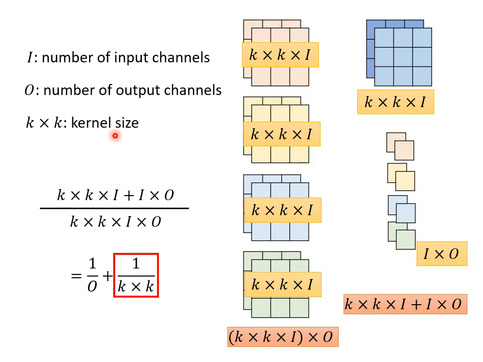Suppose your kernel size is 3 by 3, or 2 by 2. If you choose 2 by 2, changing the general convolution to depthwise and pointwise convolution, the network size becomes 1 over 2 times 2. If your kernel size is 3 by 3, when you go from convolution to depthwise and pointwise, your network size becomes 1 over 9 of the original size.